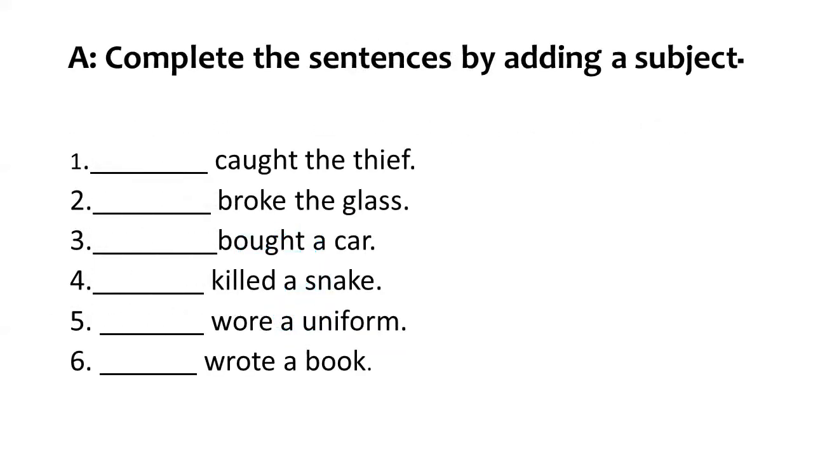Come to exercise A. So you have got two exercises here, exercise A and exercise B respectively. In exercise A, you have got 6 sentences and the question is to complete the sentences by adding a subject. Look at the sentences 1 to 6. All of them are missing their subjects. What are you going to do now? Ask yourself who? Who is doing these things? Who is the doer of the action? Who has caught the thief? Who has broken the glass? Who is the doer?